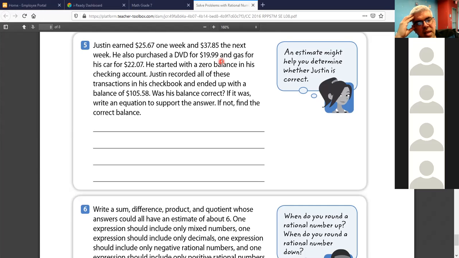So then it says that Justin recorded all of these transactions in his checkbook and ended up with a balance of 105. Is that correct? If not, find the correct balance. So let's do estimation to make it easier on the decimals. So $25.67, let's round it to the next whole dollar. I'm gonna say that's $26 positive, right? And then he earned $37.85, approximately $38.